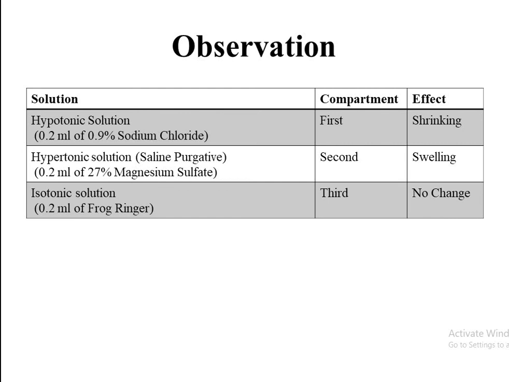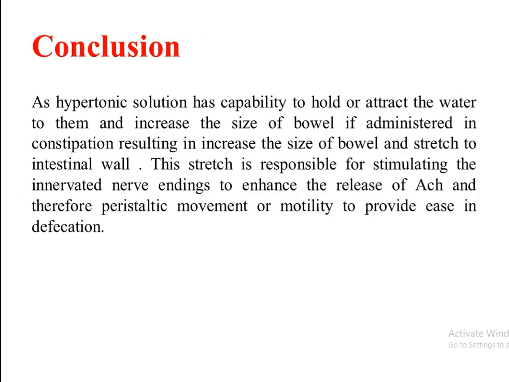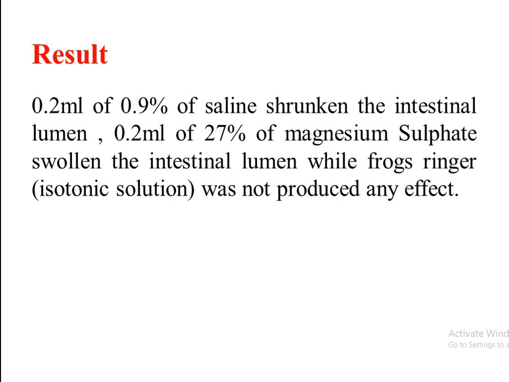So the observation will be like that. We are using 0.2 ml of each solution. So the conclusion is as I have discussed, and this will be the result: 0.2 ml shrunken. We have already seen the observation table.